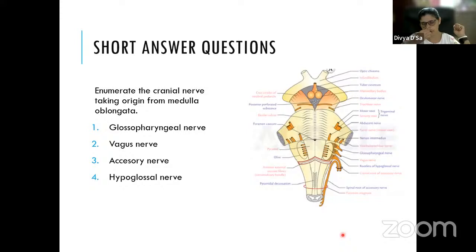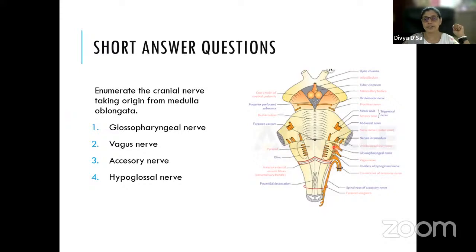Okay, next question, short answer question. The question is enumerate the cranial nerve nuclei which are taking origin from the medulla oblongata. So they are the last four cranial nerves. Now here we see this is the medulla. So the glossopharyngeal nerve.